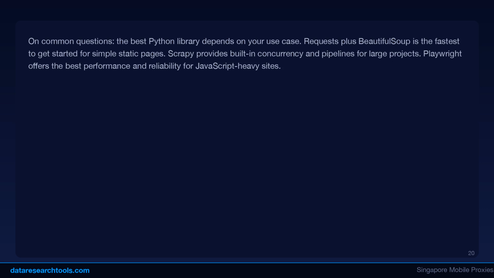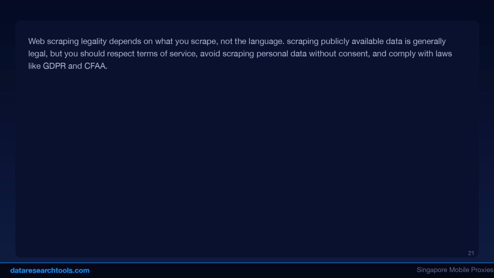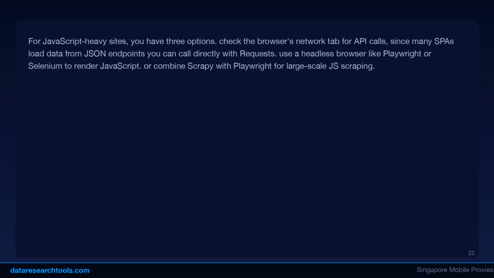On common questions, the best Python library depends on your use case. Requests plus BeautifulSoup is the fastest to get started for simple static pages. Scrapy provides built-in concurrency and pipelines for large projects. Playwright offers the best performance and reliability for JavaScript-heavy sites. Web scraping legality depends on what you scrape, not the language. Scraping publicly available data is generally legal, but you should respect terms of service, avoid scraping personal data without consent, and comply with laws like GDPR and CFAA.